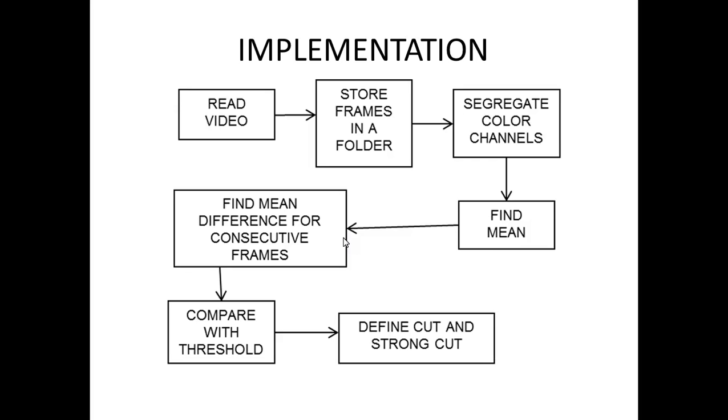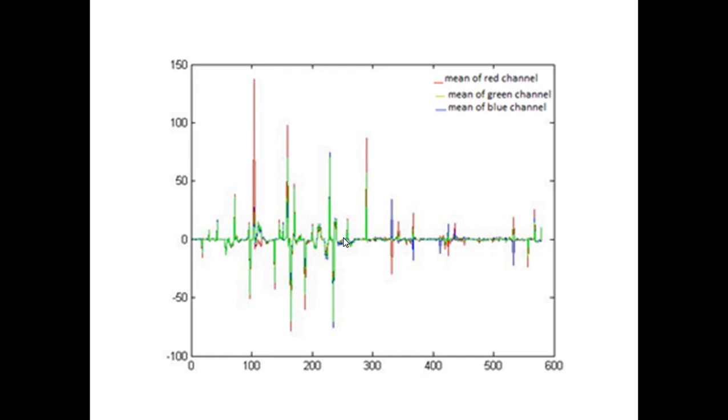First we have to read the video. After reading the video, I store the different frames of the video in a file in a MATLAB path. For each of these frames, you have to segregate it into three color channels, that is R, G, and B. For each color channel, we find the mean, and after finding the mean, we compare it with the means of the previous frame. Whatever difference we get, we compare it with the threshold, and if it exceeds the threshold, we say there is a cut or a strong cut in the video.